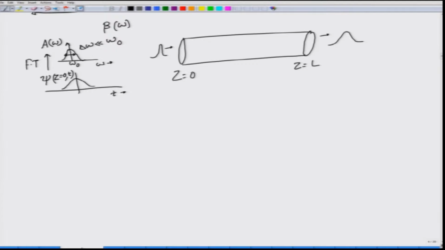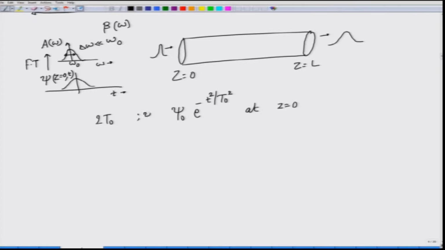This Gaussian pulse can be represented by giving its width, which we will take to be 2 times T0, and an expression for this Gaussian pulse will be given as some amplitude. We do not really want to bother about the amplitude. So, let us call this some psi 0 e to the power minus t square by t 0 square. Okay. So, this is a Gaussian pulse which would be launched in the fiber at z equal to 0. So, at z equal to 0 you are launching this pulse.